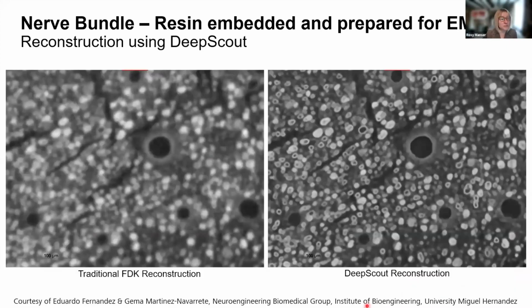This enables you, so traditional reconstruction on the left-hand side, Deep Scout reconstruction on the right, you're able to look at things like the thickness of the myelin, how is that myelin affected across the whole length of that peripheral nerve? And it's these kind of jumps in the technology which are really assisting now with some of these super challenging projects and, yeah, incredible science.